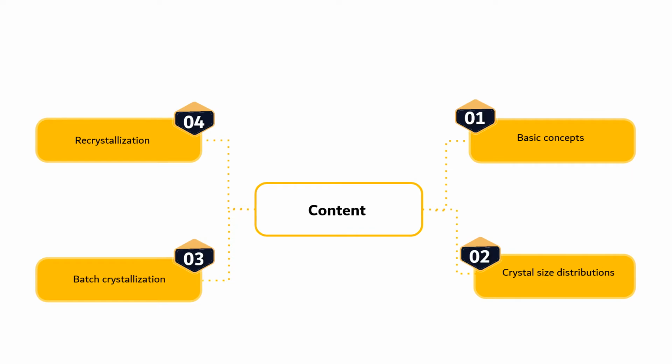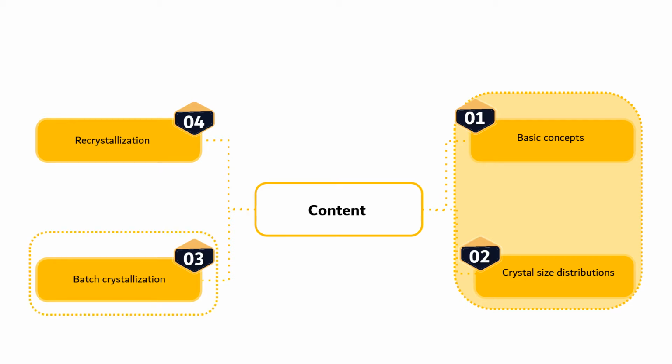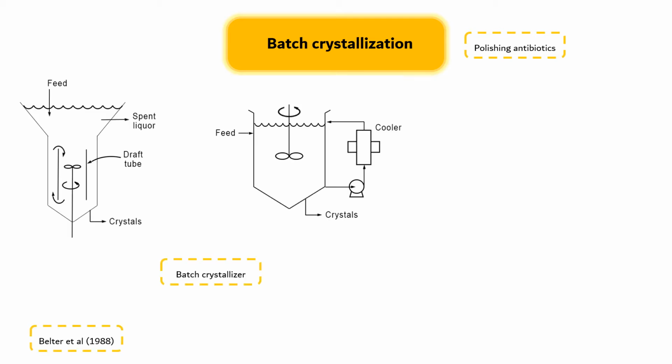We have previously discussed the basic concept of crystallization and crystal size distribution. In this segment, we will discuss batch crystallization. Batch crystallization is the most common method of polishing antibiotics and other biomolecules of moderate molecular weight. Typical batch crystallizers are shown in the figure.